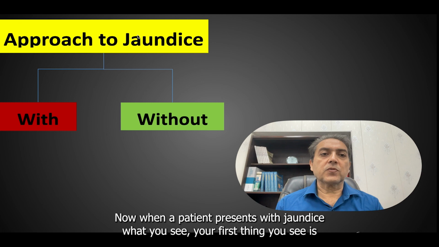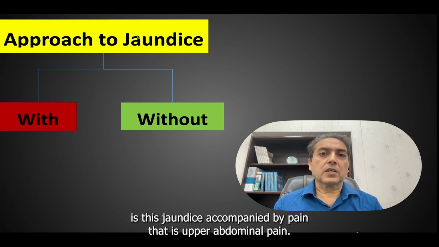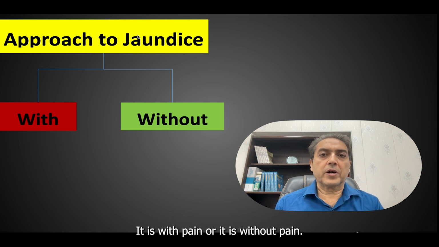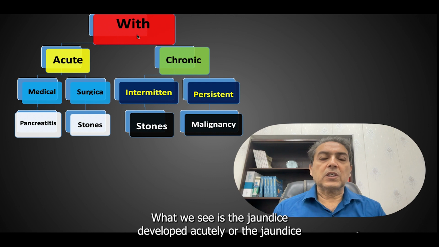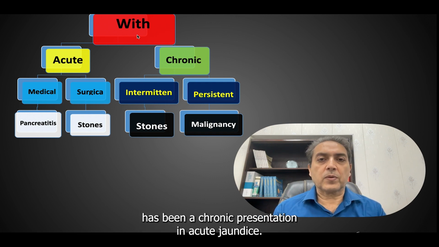Now, when a patient presents with jaundice, the first thing you see is whether this jaundice is accompanied by pain, that is upper abdominal pain. It is with pain or it is without pain. Now we see, if the patient has jaundice and has pain, whether the jaundice developed acutely or the jaundice has been a chronic presentation.